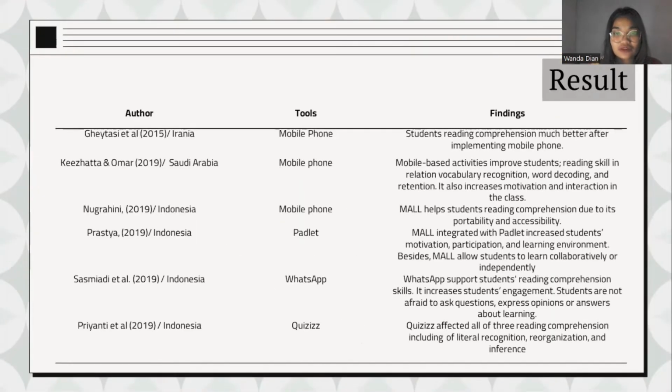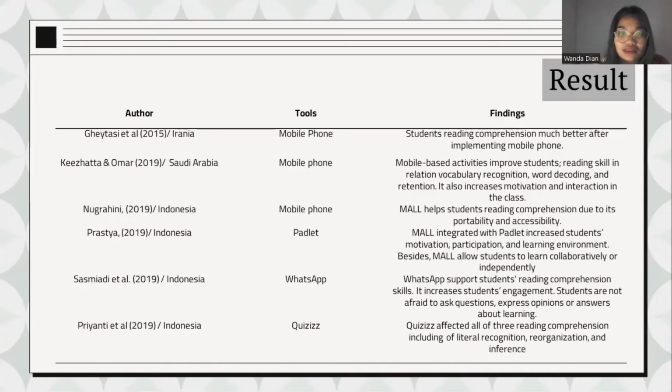So here's the result of this study. Here is the table of an overview of the findings from the selected articles. The first study was conducted by Gay Tassi et al. 2015, which examined the effect of mobile phones on students' reading comprehension, and the findings show that students' reading comprehension was much better after implementing mobile phones.